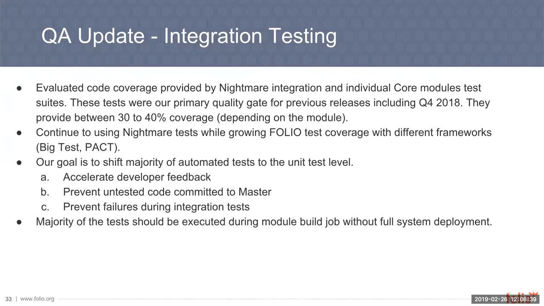Nightmare tests were built at the beginning of the project, and they've been used. Most of those tests are integration tests, and some were also written for the individual core modules of the Folio. We evaluated what code coverage those tests provide, and for any given module, it's anywhere from 30 to 40%. But we execute those tests only at the integration phase. So these tests don't give you good feedback when you are in development mode.